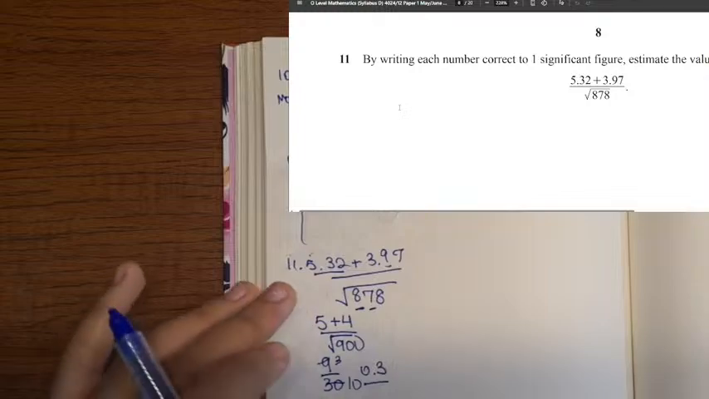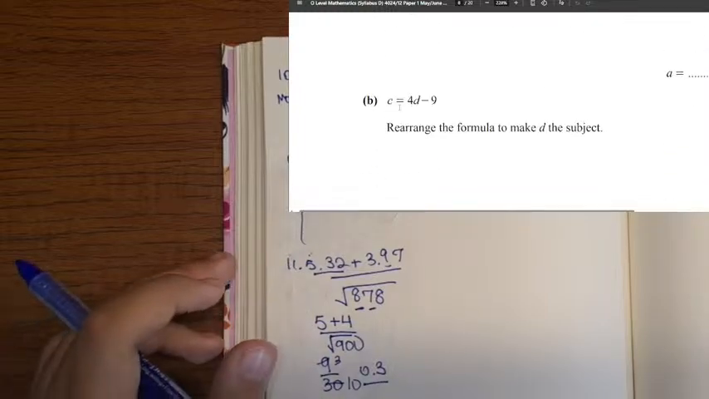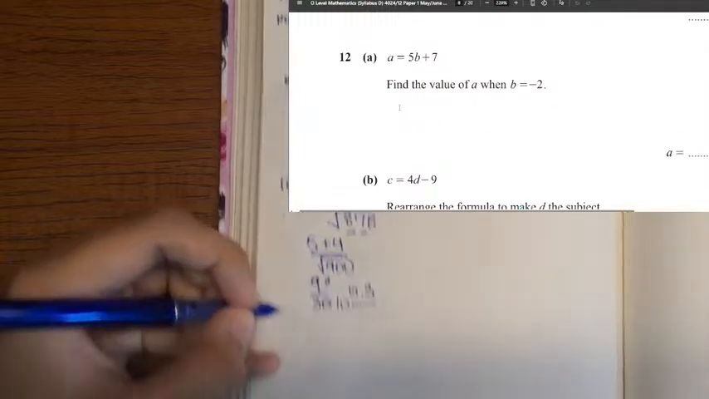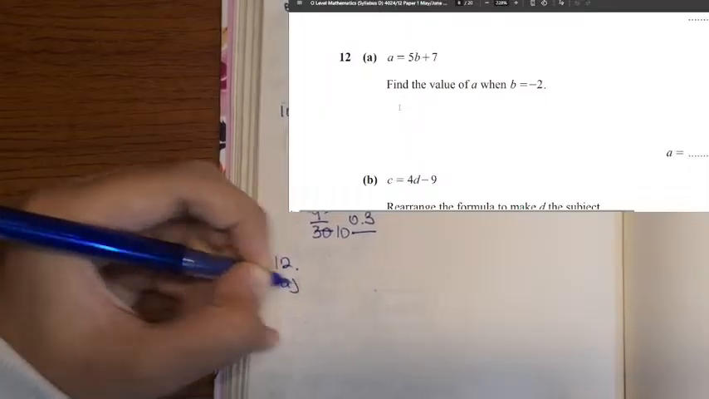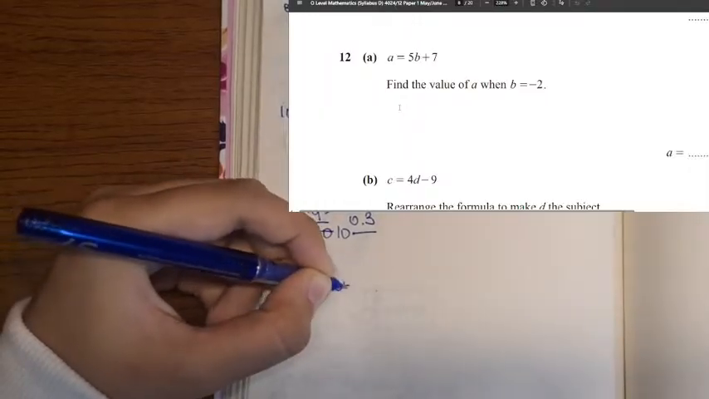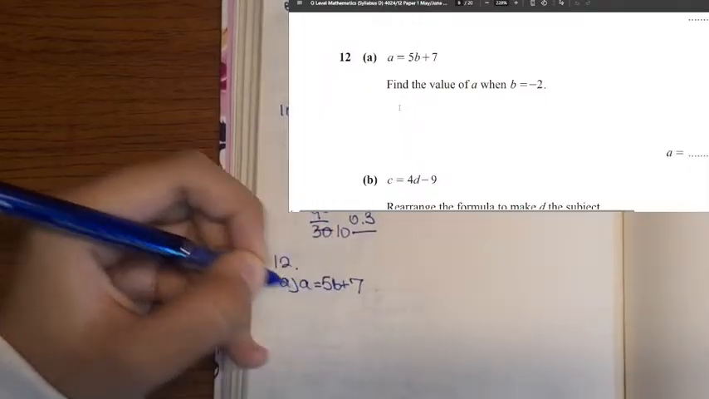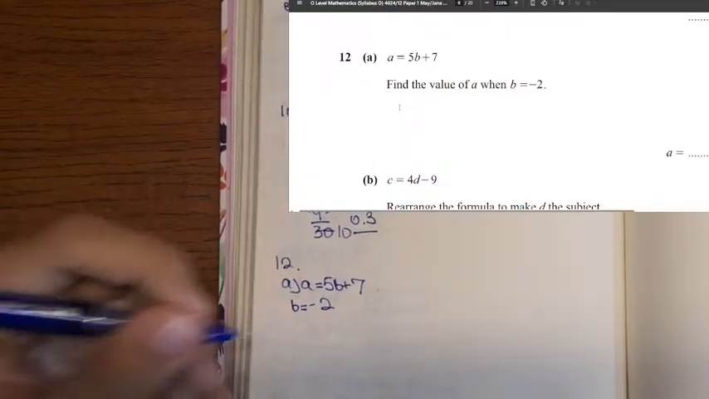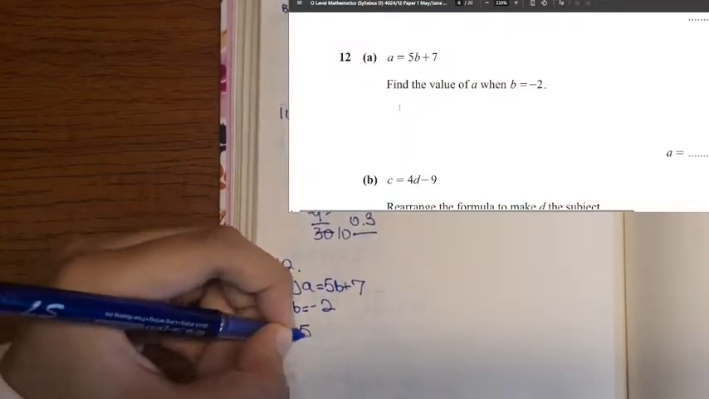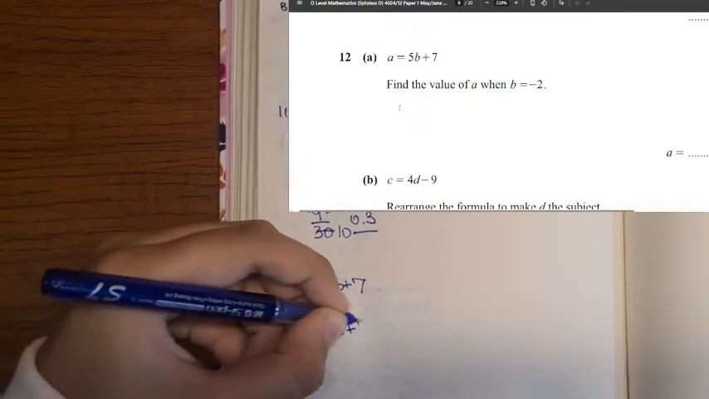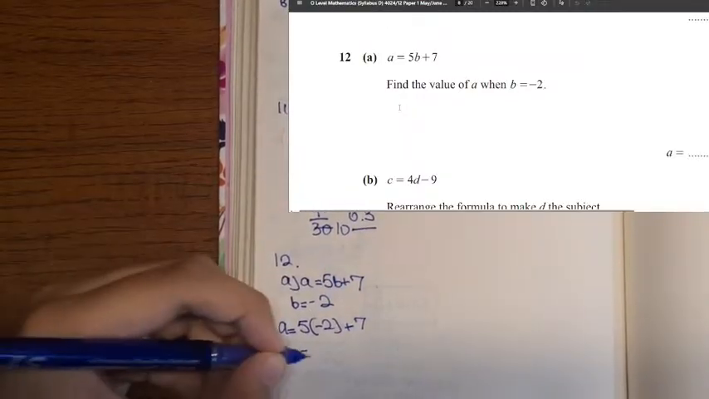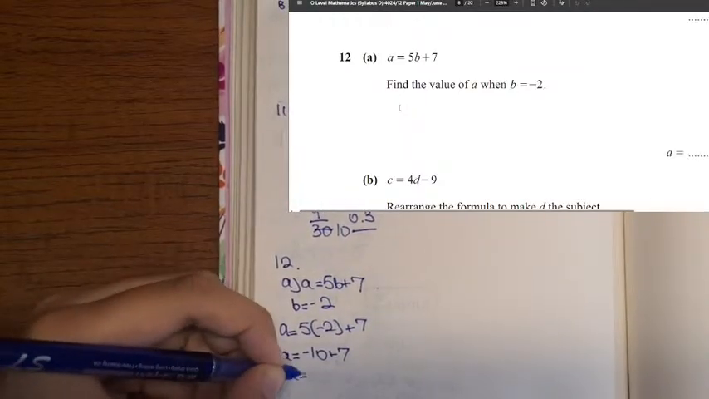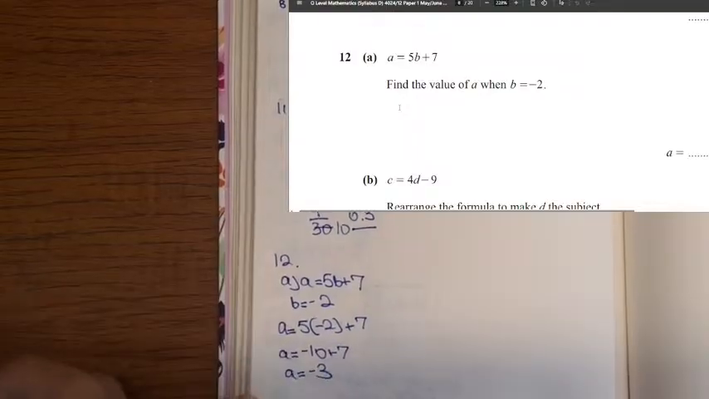Now let's move on. They've given us a basic expression that we need to evaluate. A is equal to 5b plus 7, and we need to find the value of a when b is equal to minus 2. So this is a simple case of just inserting the value of b into a. So 5 multiplied by minus 2 plus 7. So a is equal to minus 10 plus 7. A is equal to minus 3. And that is our answer.